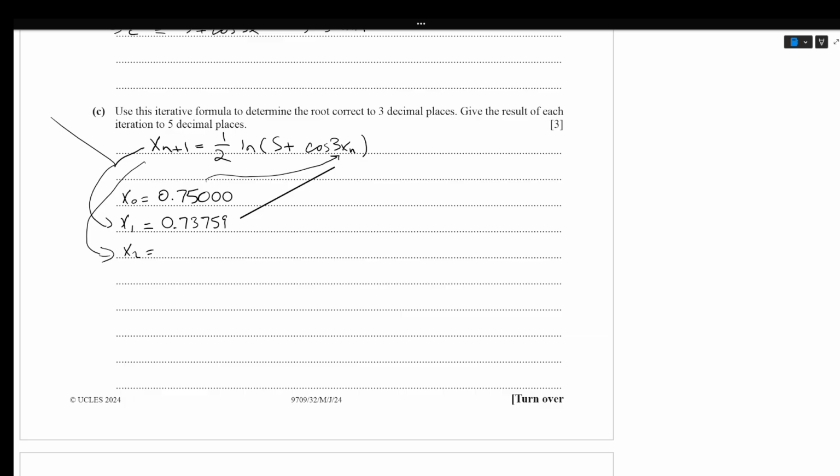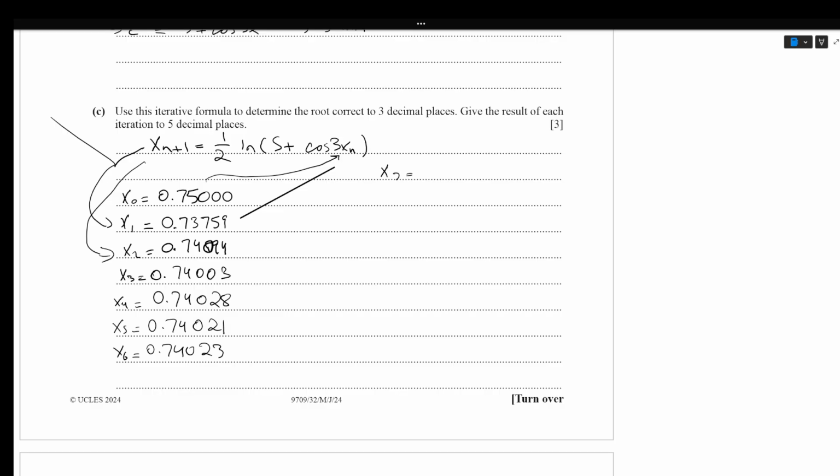Let's go to 5 decimal places for the sake of accuracy. x2 will be 0.74094, x3 will be 0.74003, x4 will be 0.74028, x5 will be 0.74021, x6 is 0.74023.